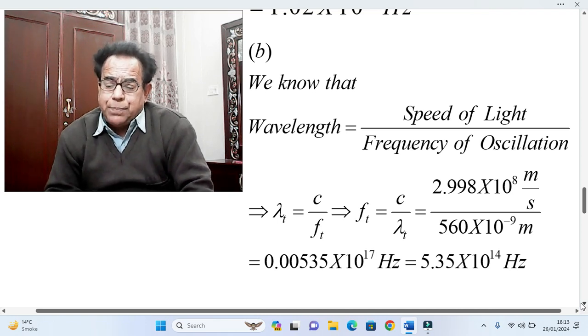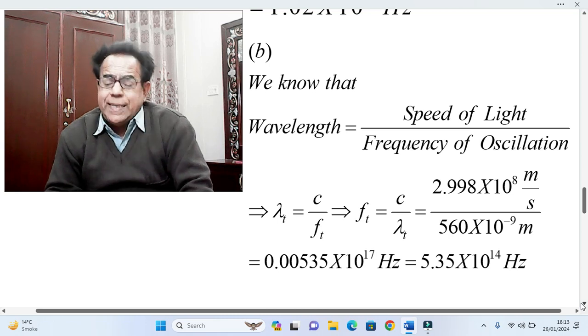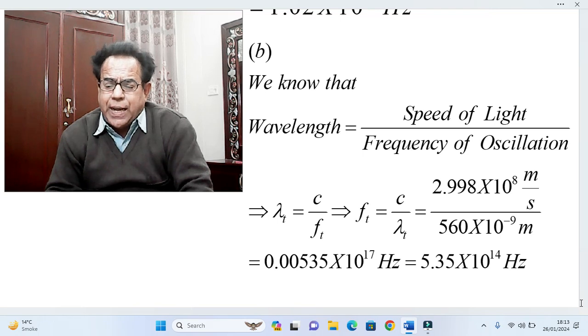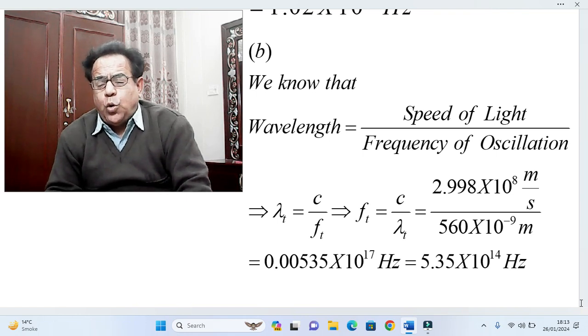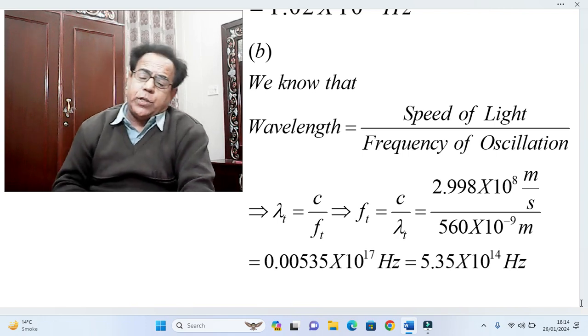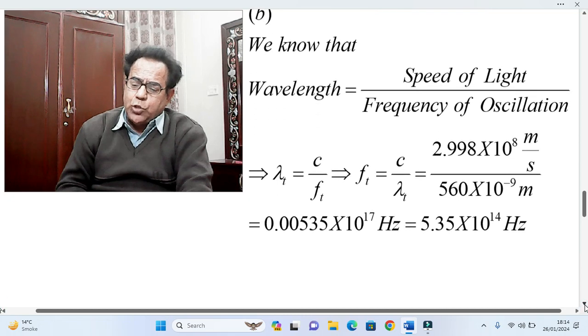And in the next step, to this extent, our answer is quite acceptable and correct. But just as a matter of discretion, we are converting 0.00535 into 5.35. By doing so, because we are shifting the decimal 3 places ahead, our 10 raised to the power 17 will be reduced to 10 raised to the power 14. And hence our threshold frequency ft will become equal to 5.35 into 10 raised to the power 14 hertz.